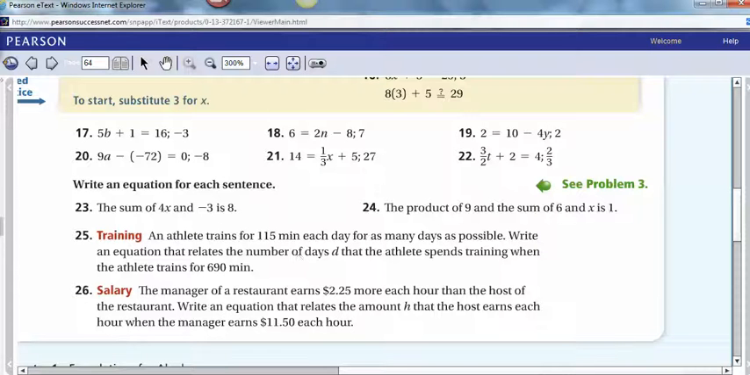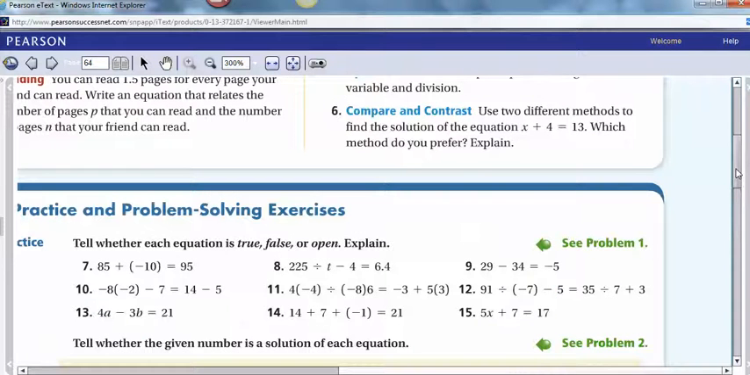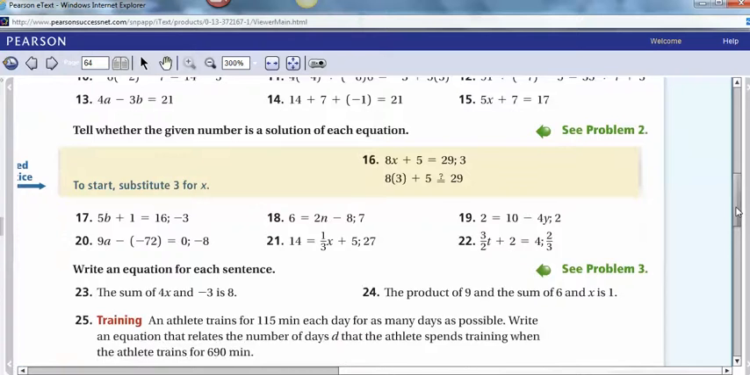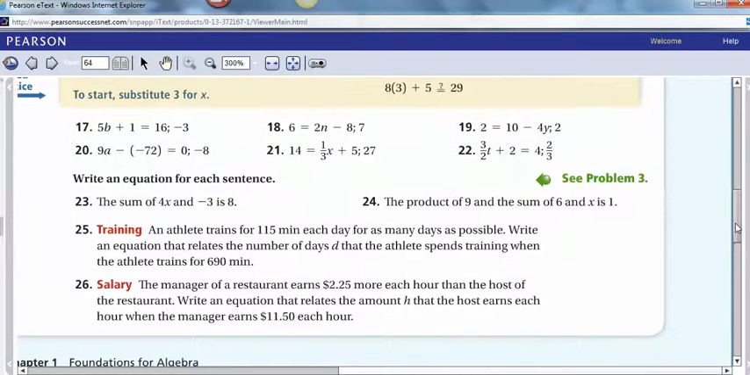Okay? So you've got, is that 10? Nope, that's 7 through 26. Okay? 7 through 26 on page 64. Page 64, you're doing 7 through 26.